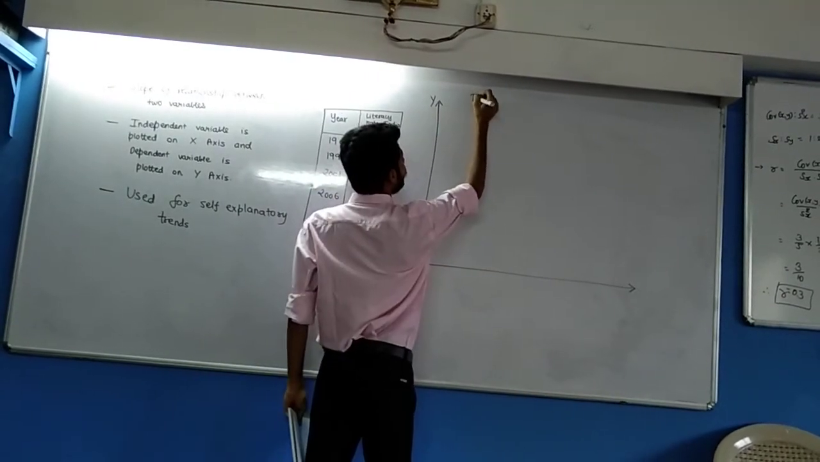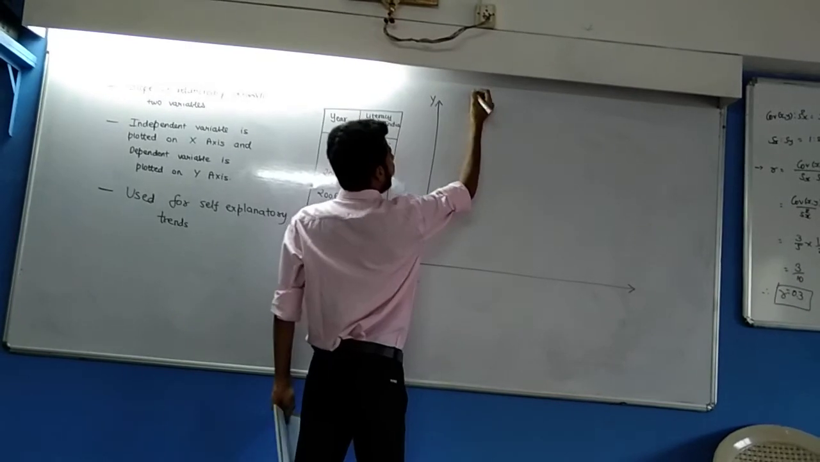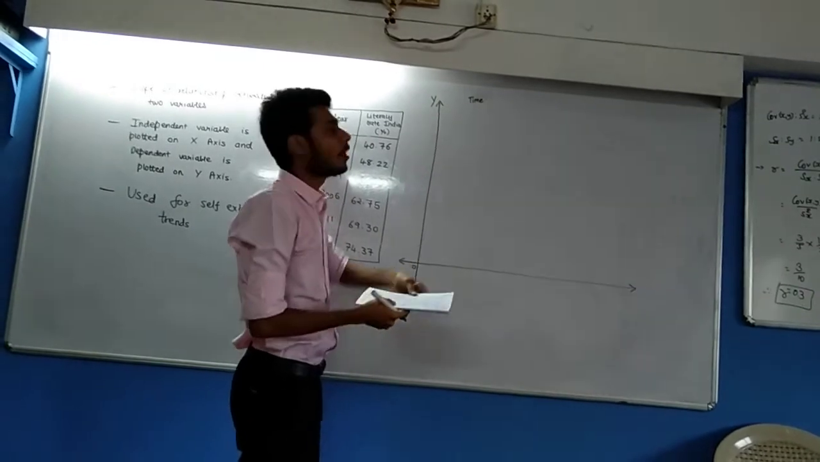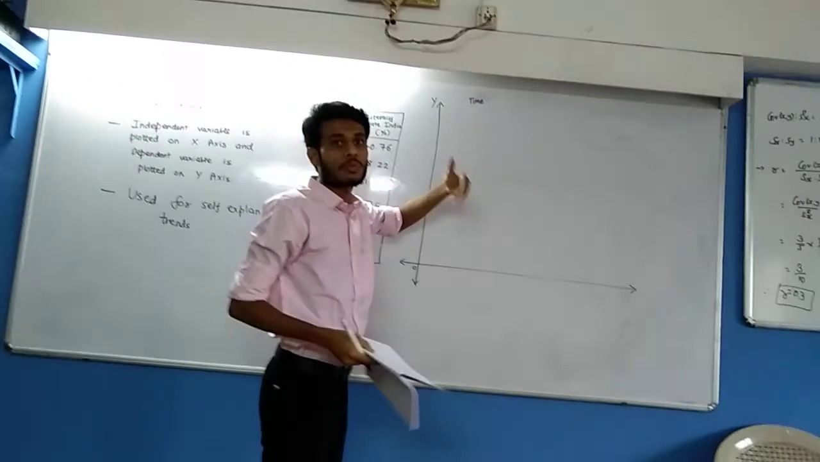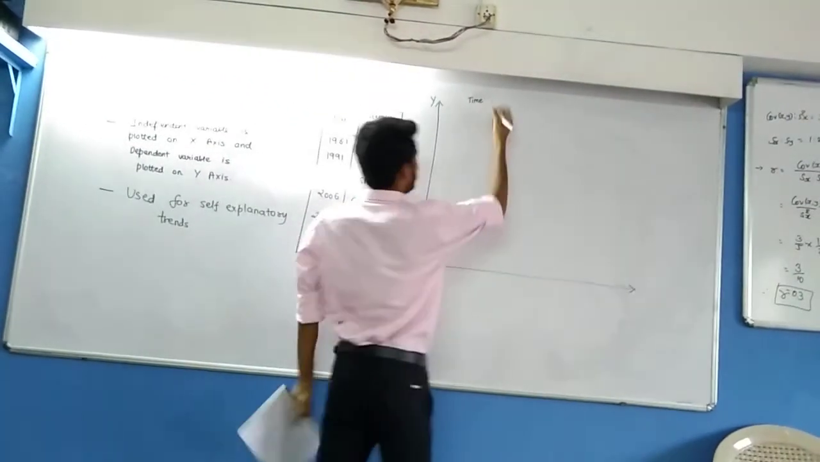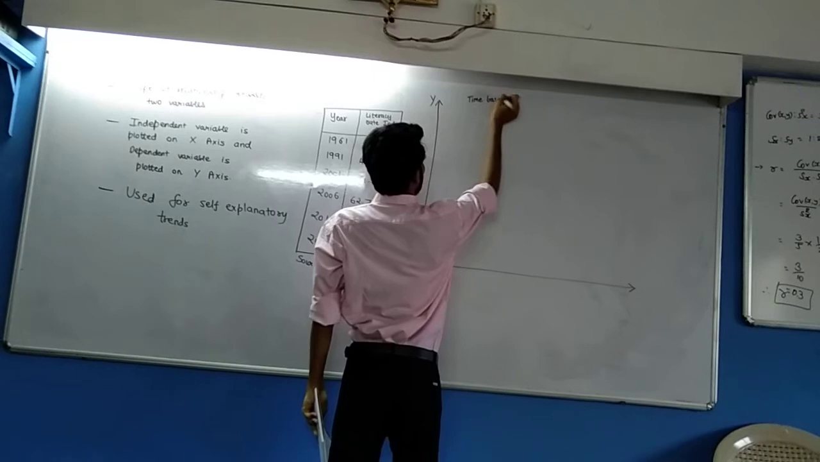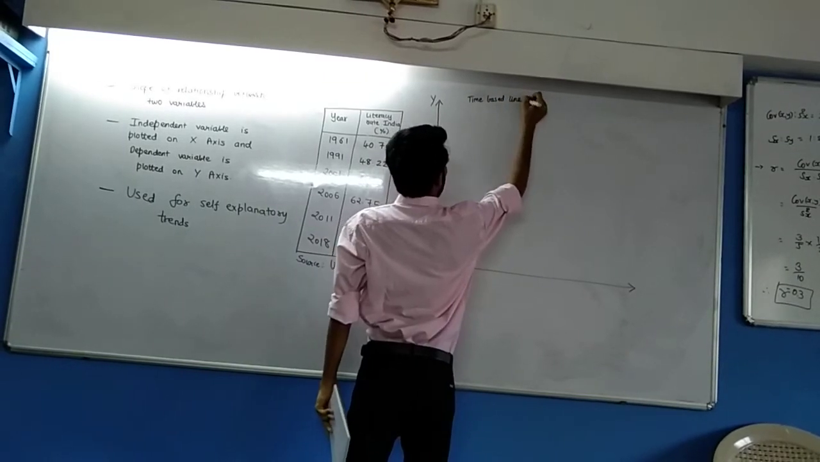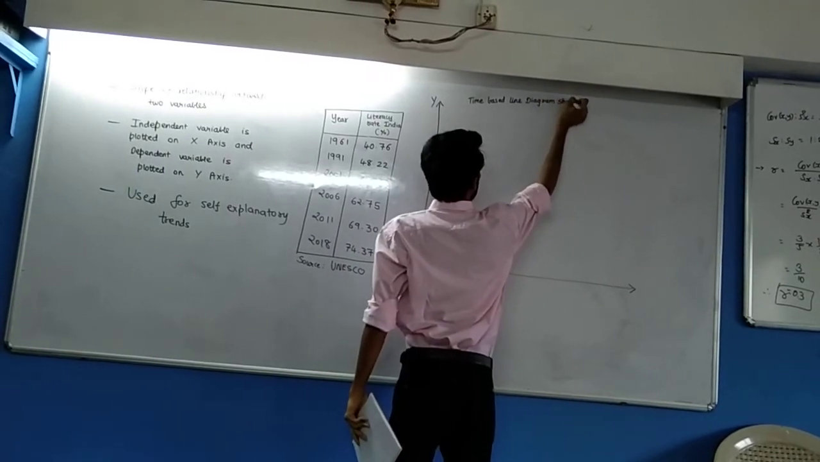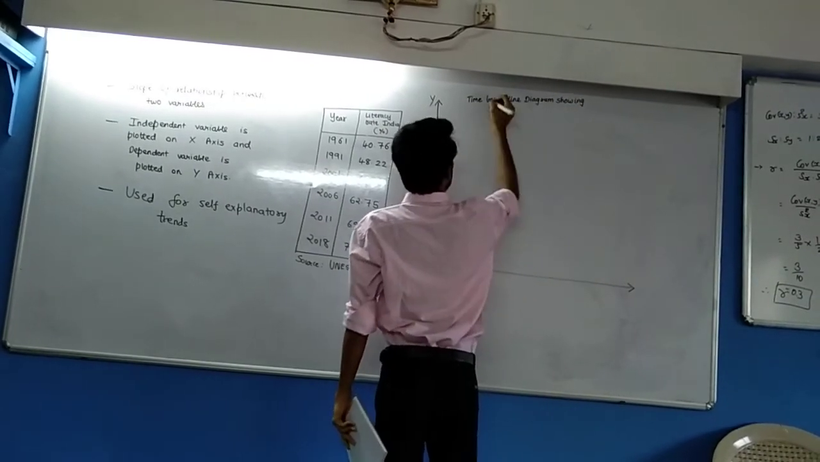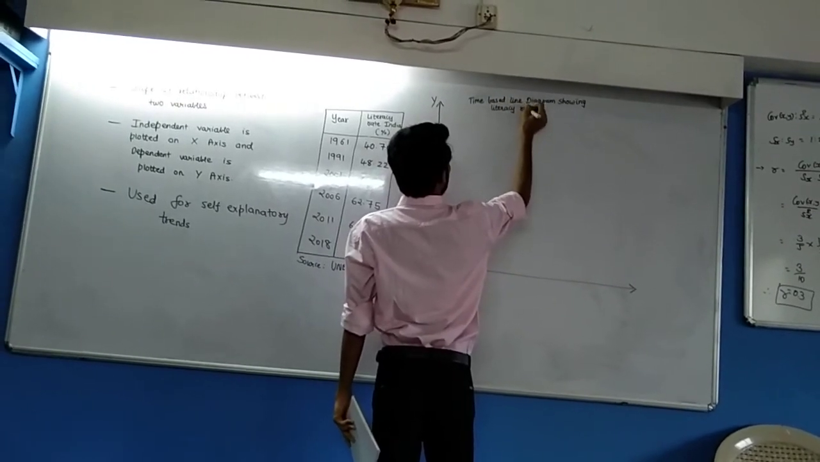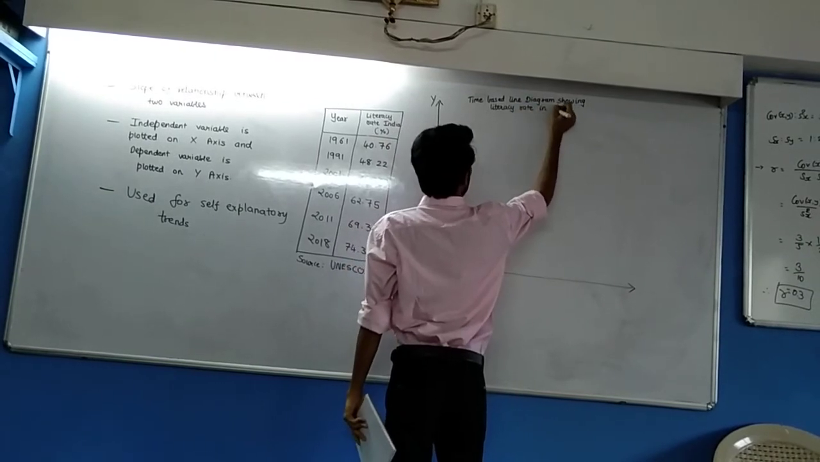The first and most important part of any diagram or a graph is the heading. You need to write the heading that what does this particular diagram or a graph represent. So the heading is: time-based line diagram showing literacy rate in India.